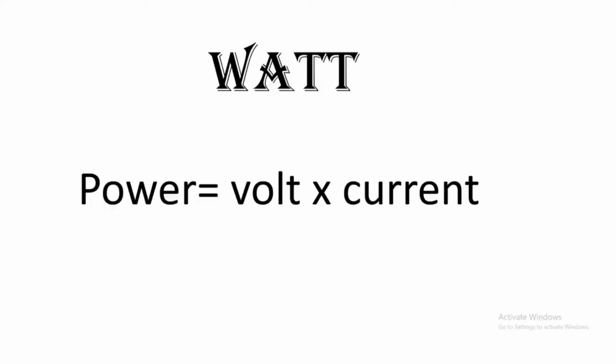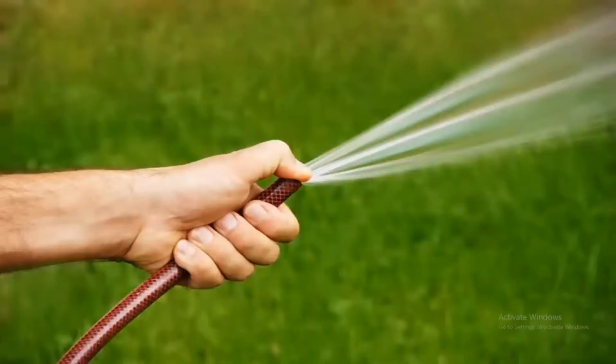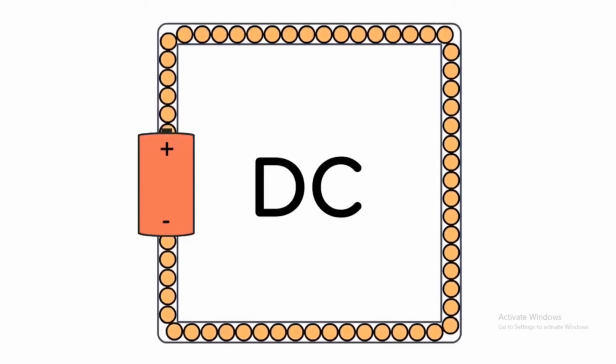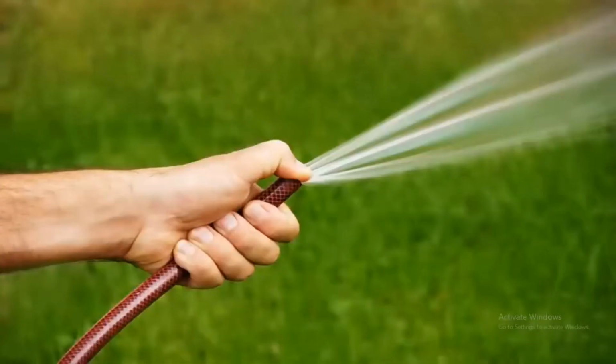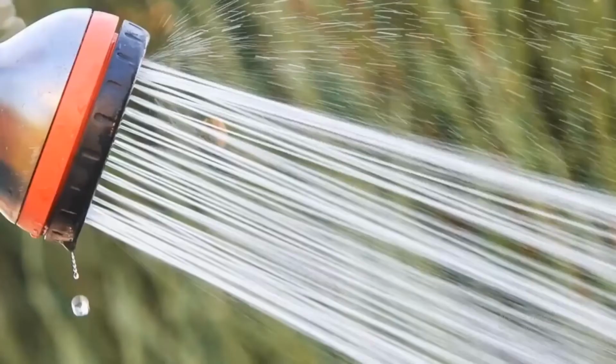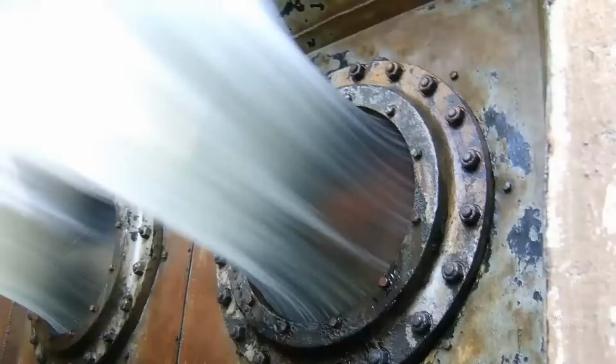Actually the watt is power, volt is the pressure, and ampere is the amount of electrons, the number of electrons, like the amount of water, and wattage is the power. I hope you understood this.